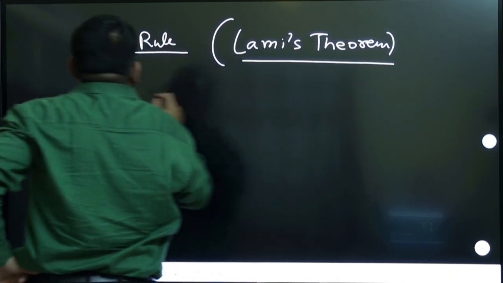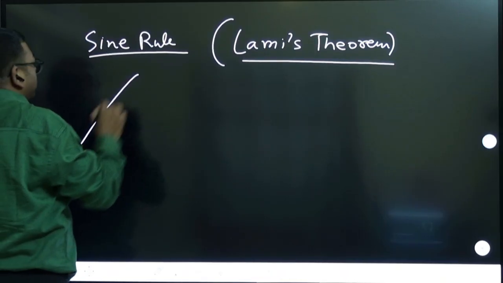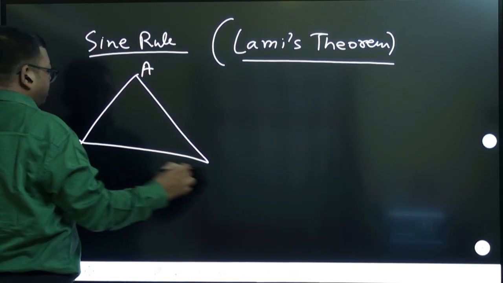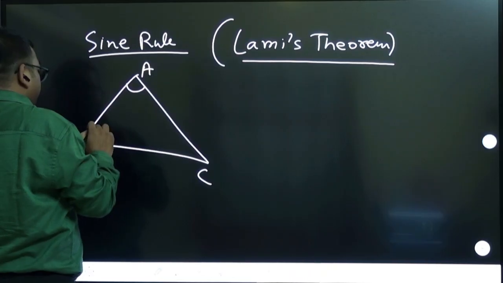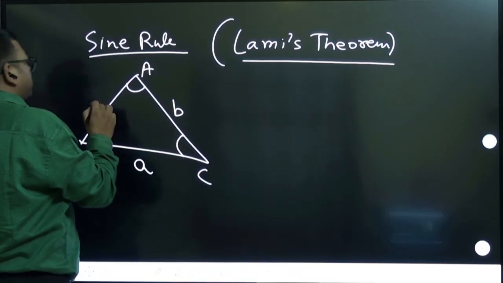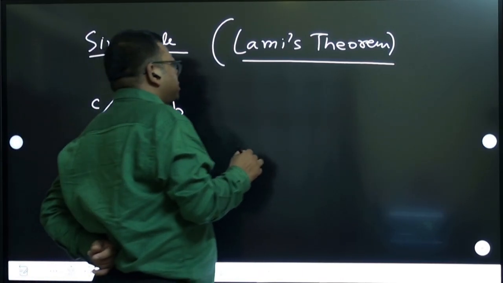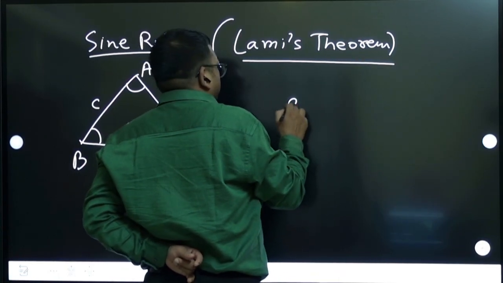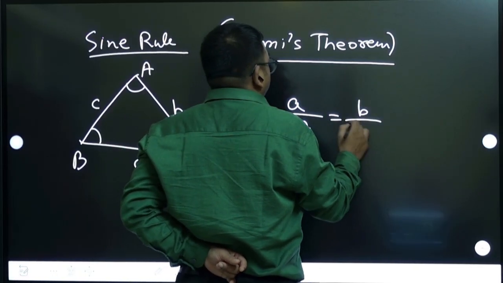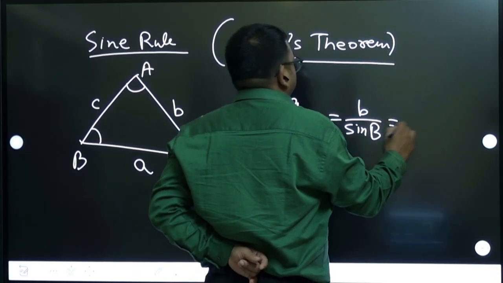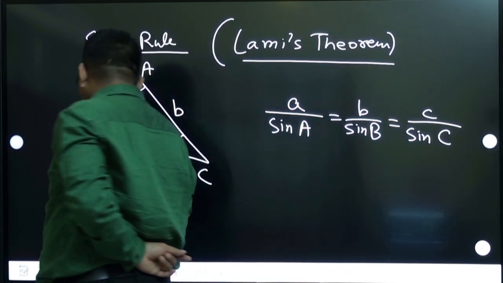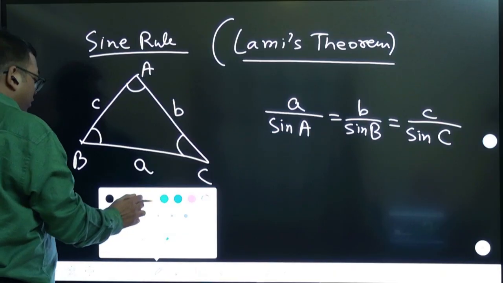Lami's theorem. So what is the sine rule? Suppose there is a triangle ABC. This angle is capital A, capital B, capital C. Opposite of these are sides a, b, c. So what happens in that? The ratio a by sine of capital A, b by sine of capital B, c by sine of capital C, this ratio is equal. This is what is called the sine rule.